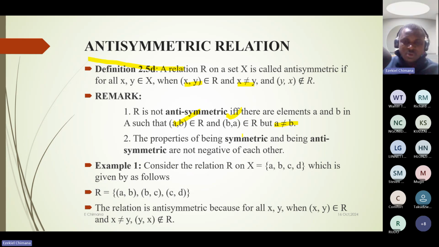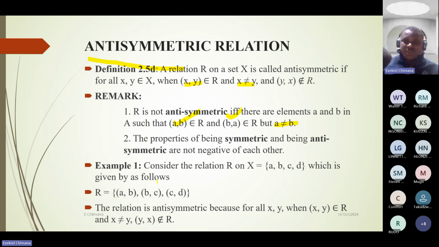Then the properties of being symmetric and being antisymmetric are not negative of each other. You need to take note of that. They are not negative of each other. So it's not the case that if the relation is not symmetric, then you say it is antisymmetric. No, no. There are some cases where a relation can be not symmetric and at the same time not antisymmetric.